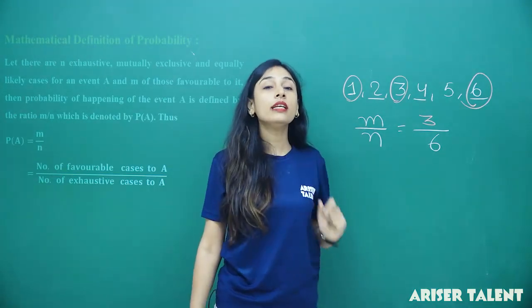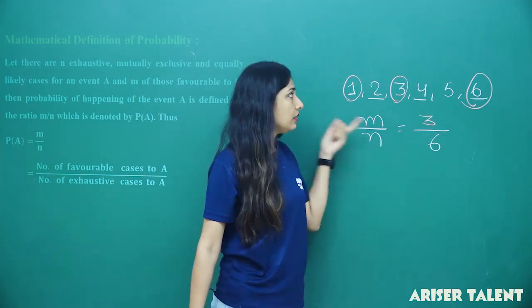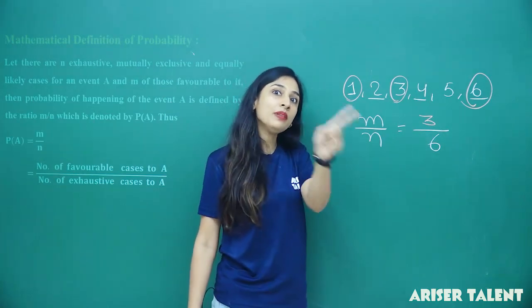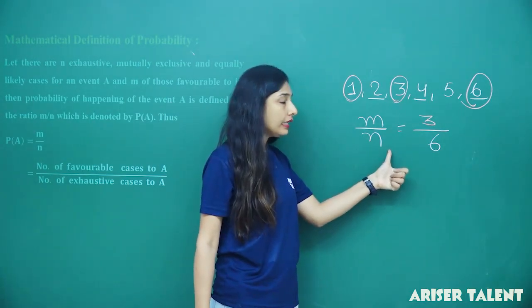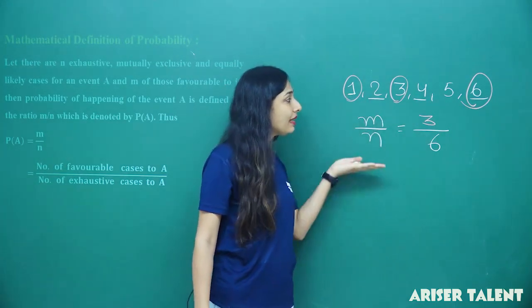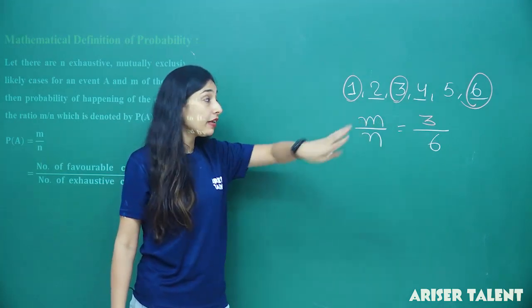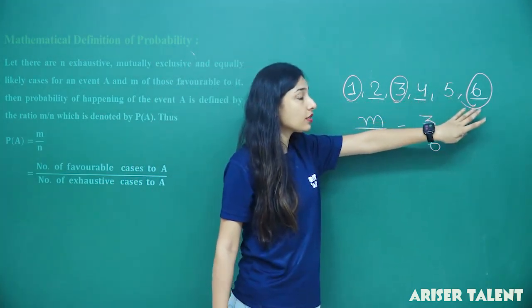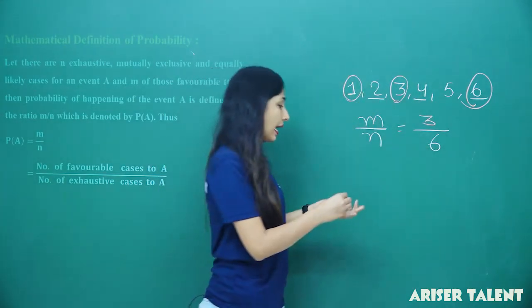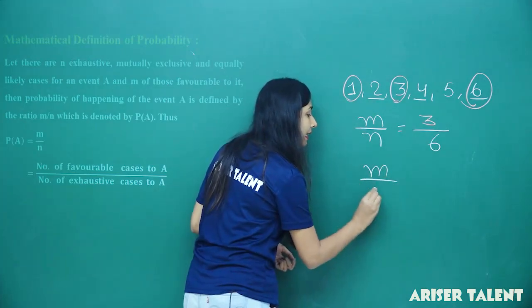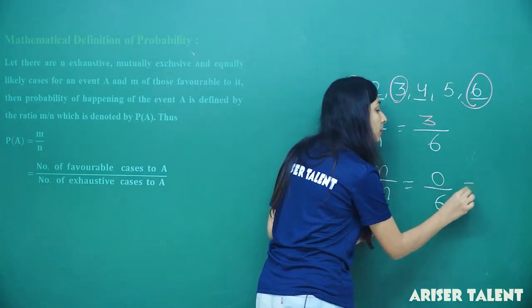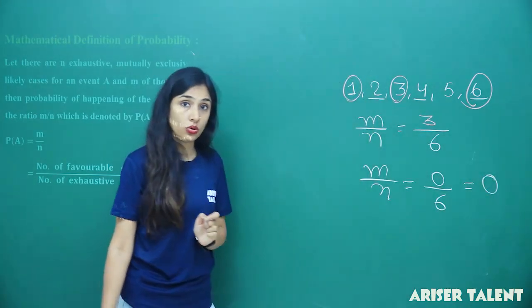Now if I'm asking for the probability where the number on the dice will be more than 6, is there any possibility of that? No. So the answer is simply 0. But how will we denote this in mathematical form? m is our favorable element. Now 1, 2, 3, 4, 5, 6. Nothing is favorable in the case of greater than 6. So n is 6, but m will simply be 0. So that will be simply 0.